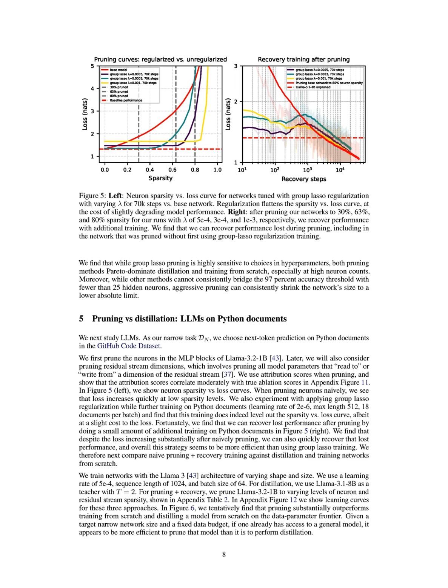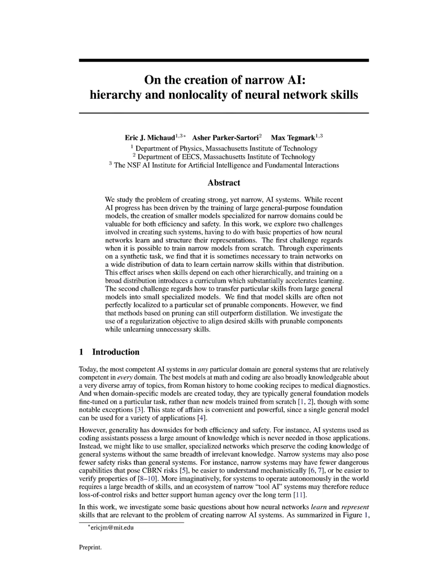Practically, we demonstrate that aggressive pruning combined with group lasso regularization allows for a more efficient reduction in model size without significant loss in accuracy, outperforming traditional techniques like distillation and training from scratch. Our empirical findings indicate that pruning methods can consistently achieve high accuracy thresholds with fewer neurons, making them more efficient in terms of resource utilization.